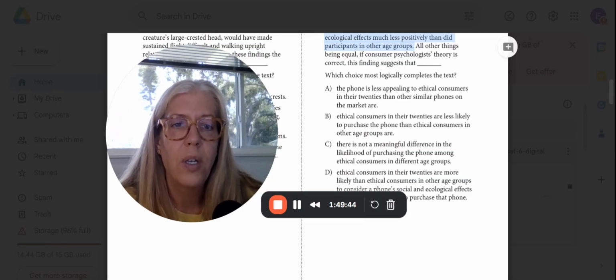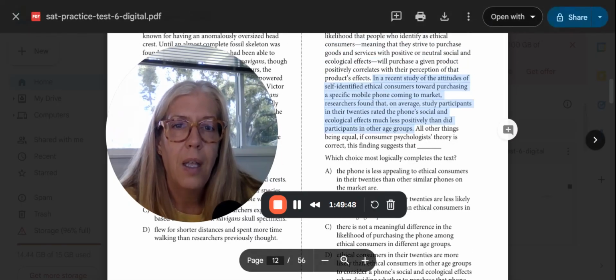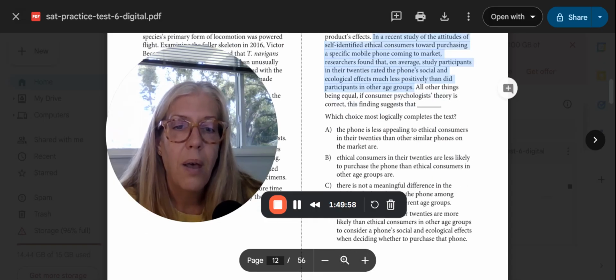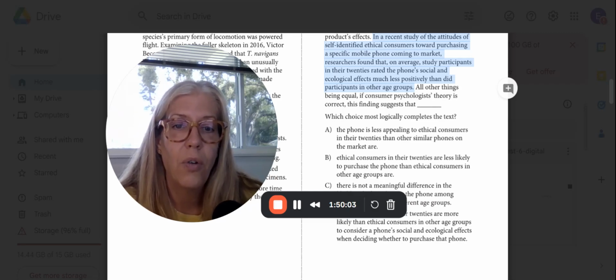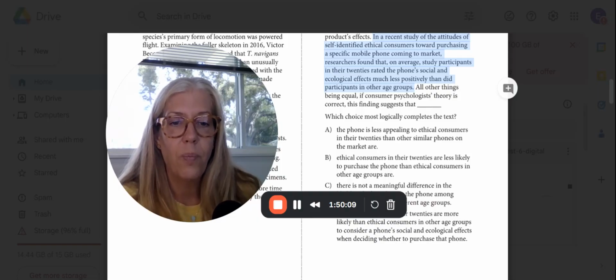Ethical consumers in their 20s are less likely to purchase the phone because up here, the first half of it was about ethical consumers are going to purchase it if it's good. B is ethical consumers in their 20s are less likely to purchase the phone than ethical consumers in other age groups are. And it wasn't about the phone being less appealing. It was about what the ethical consumers were going to do.